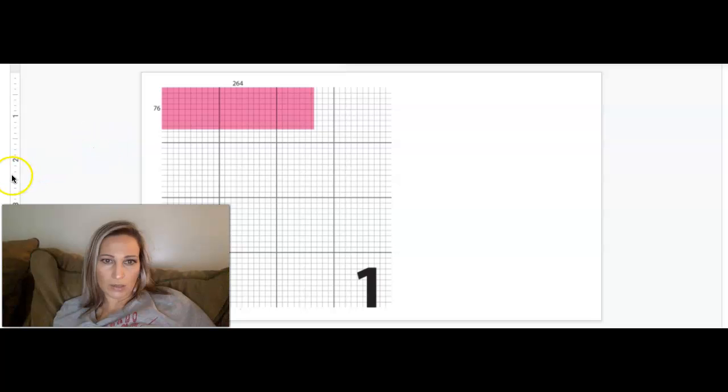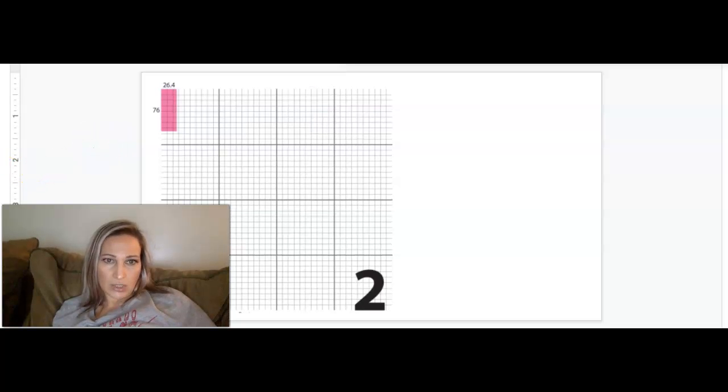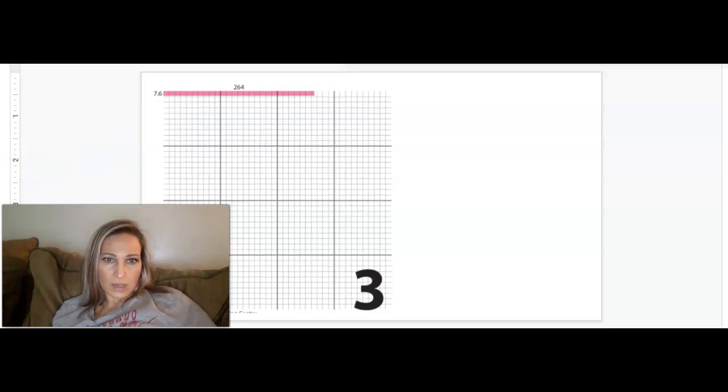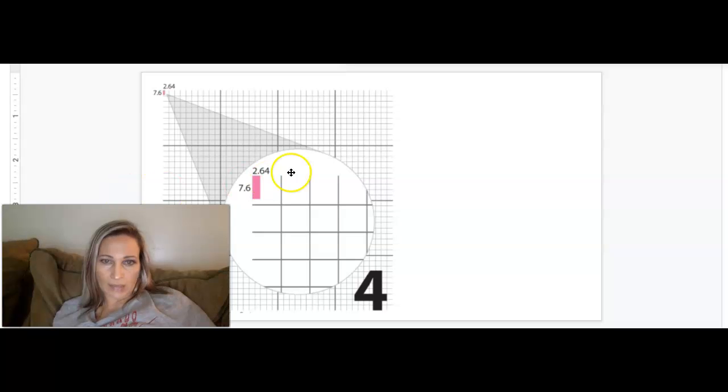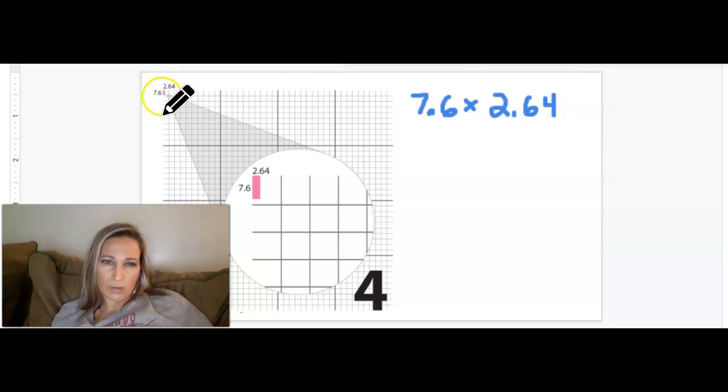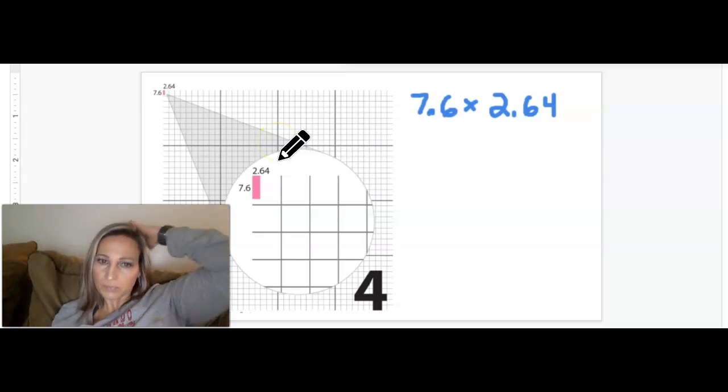So this was day 1, day 2, day 3, and now we're going to do day 4. Okay, and I see here that we have 7 6/10 by 2 6400. Now, it's so small up here, it's really hard to see, so they made a zoomed in picture of it so you can see it better.